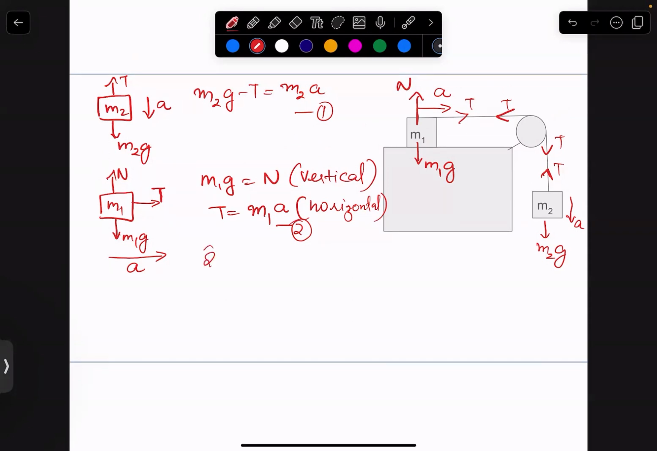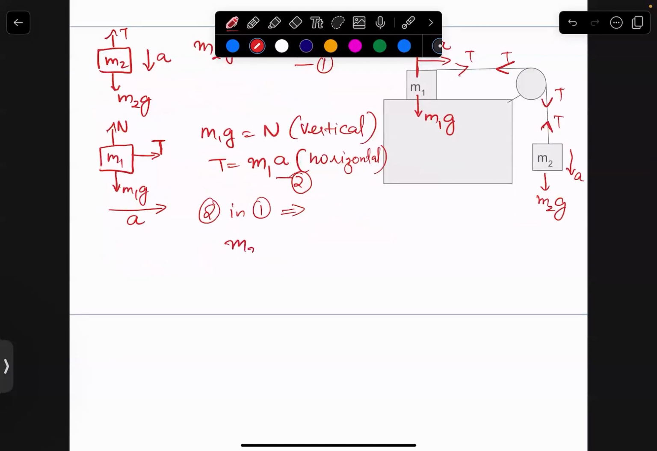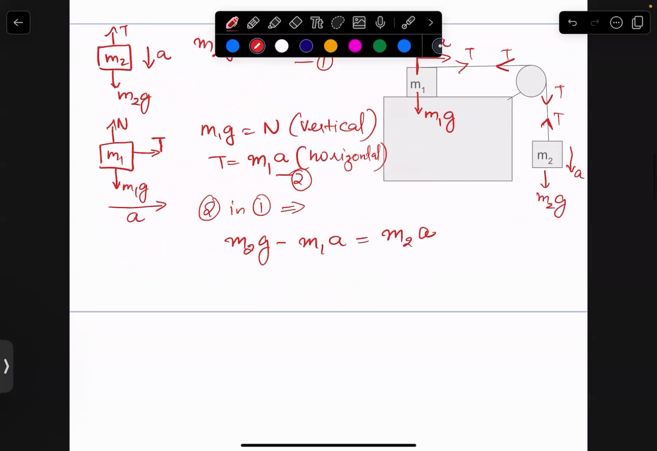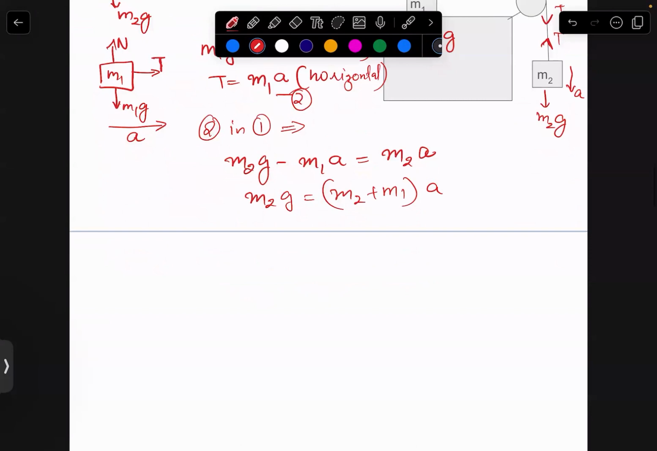Substituting this equation 2 in 1, you will be getting M2G minus M1 times A equal to M2 times A. Right. So you'll be getting M2G equal to (M2 plus M1) times A. So A equal to M2 by (M2 plus M1) times G.